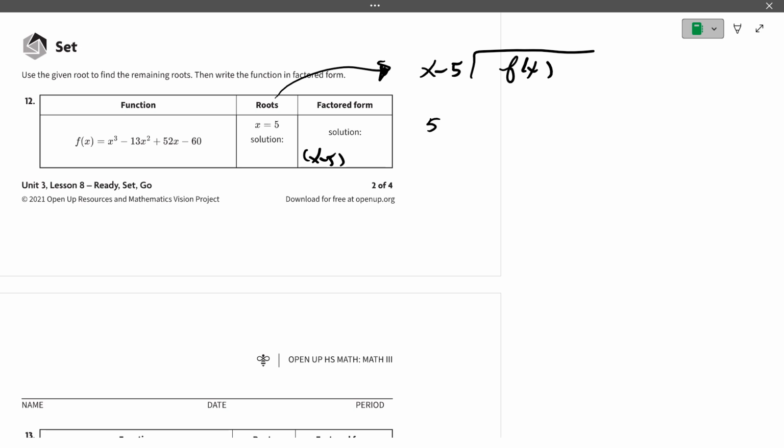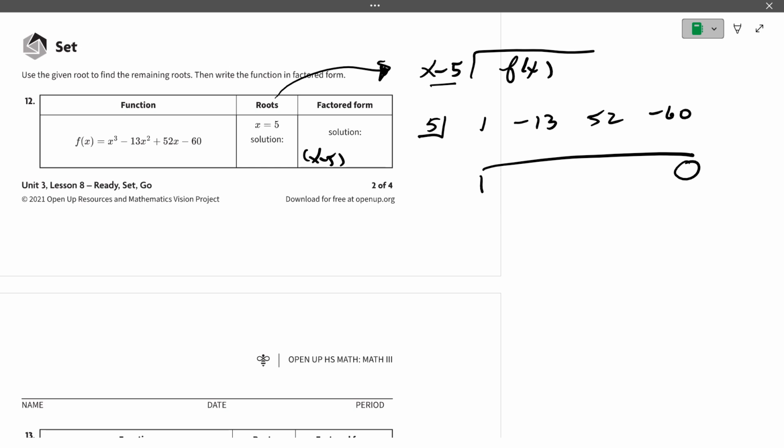You take the root 5, and you remove the coefficients and the constant from the polynomial that you're dividing into, 1, negative 13, 52, and negative 60. And we're told that 5 is a root, which means x minus 5 is a factor. So we're going to get a 0 when we get down to this last step here, because when you divide a factor into a number, you should get a remainder of 0.